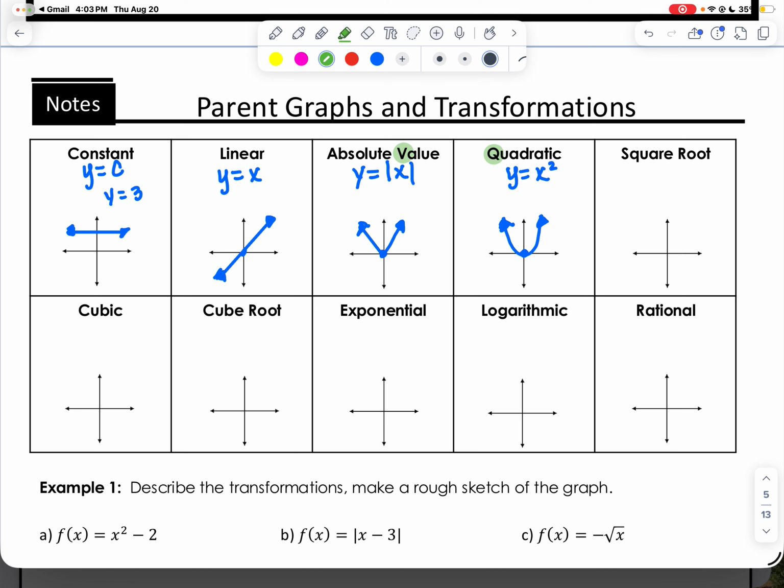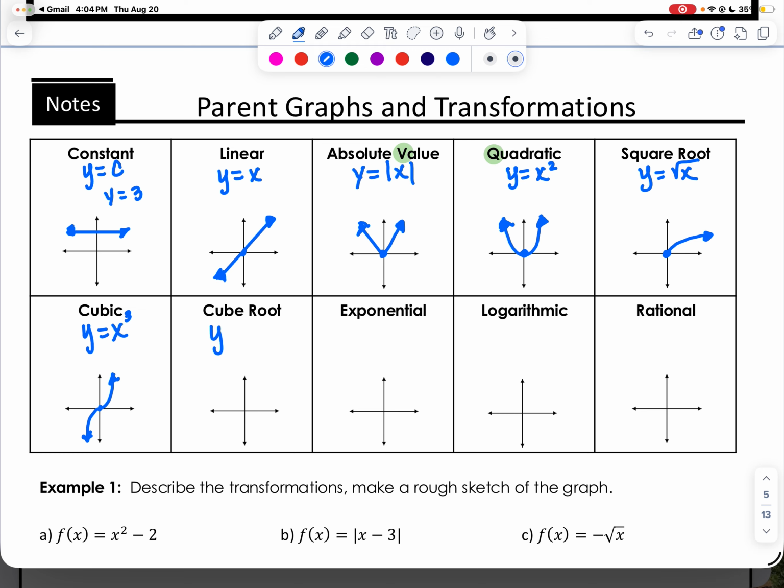Now, the square root function, now this function may be new to you. The formula for the square root parent function is y equals square root of x. And it has a vertex at the origin, and then it has a branch going off to the right. So that's the basic shape. All right. Our cubic function is y equals x to the 3 power. And it has one branch that kind of curves around to the top, and then another branch that curves around to the bottom. So that's the basic shape of a cubic function.